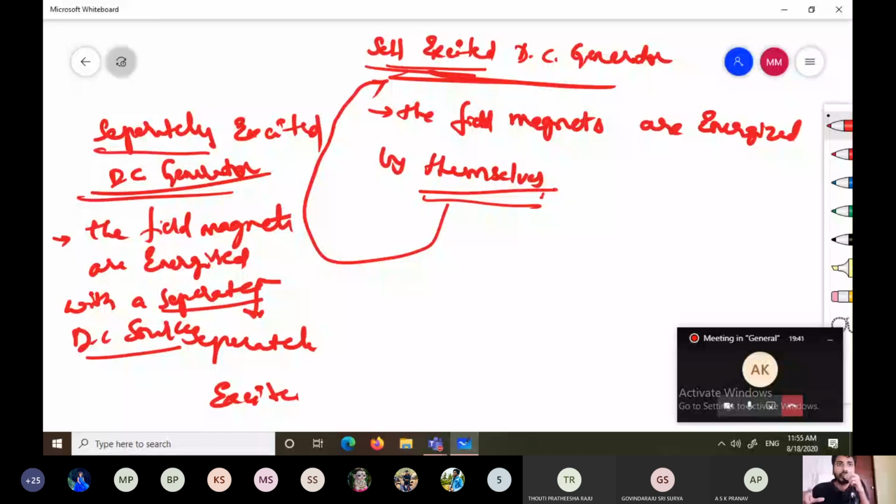If the supply is given separately with a DC source, then it is called a separately excited DC generator. If the field winding current is given by themselves, that means the armature current is able to supply the field current, then that type of generator is called a self-excited DC generator. That is the difference. In a self-excited DC generator it does not require an external source or external battery.